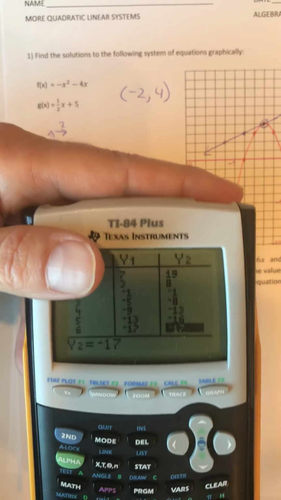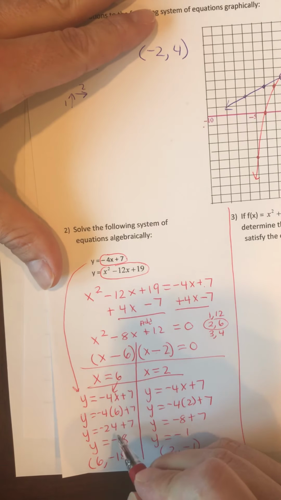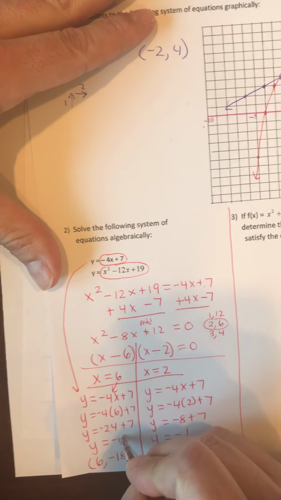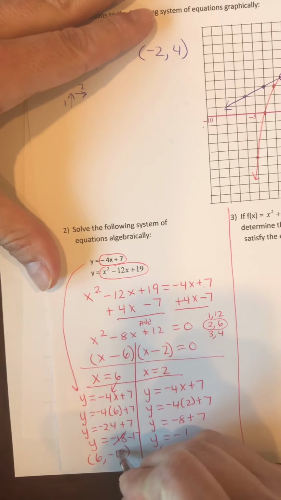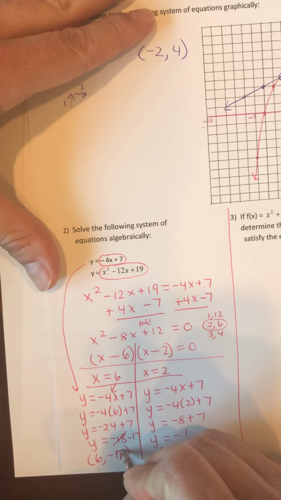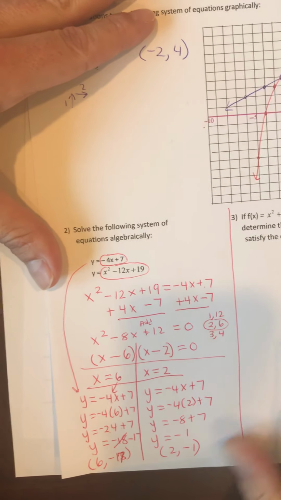So I look now, I made a little calculation error. When I did negative 24 plus 7, this should have been negative 17. So our answer is 6, negative 17. All right?